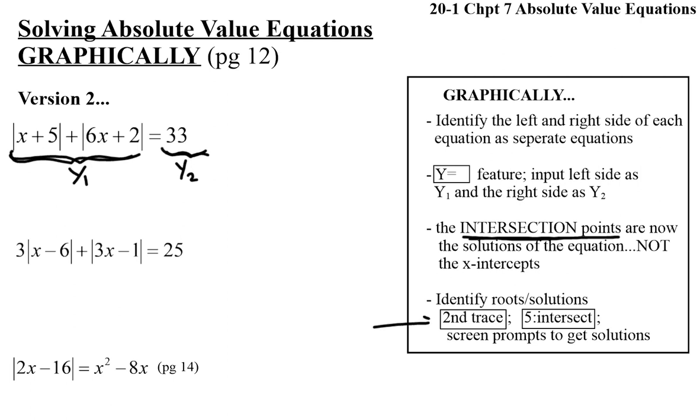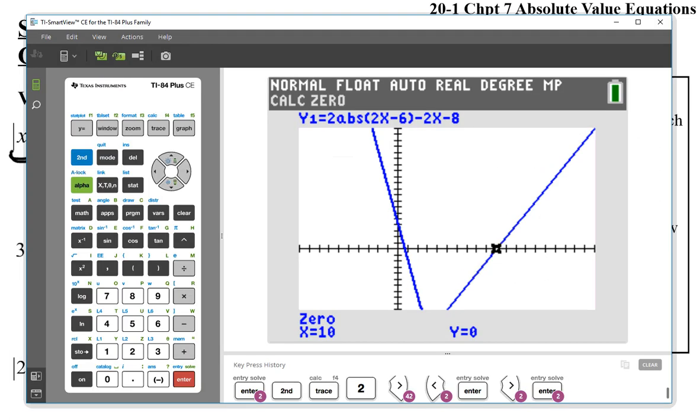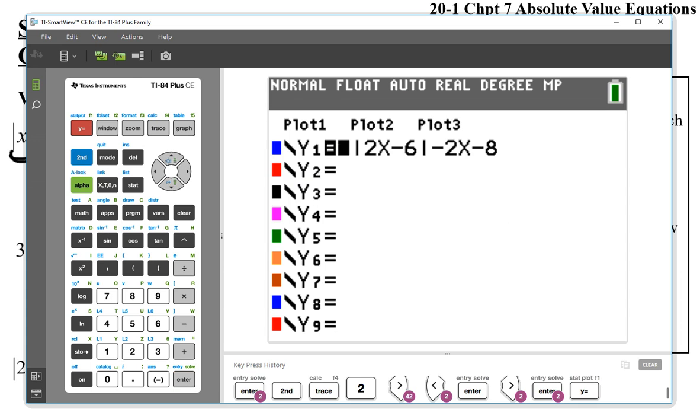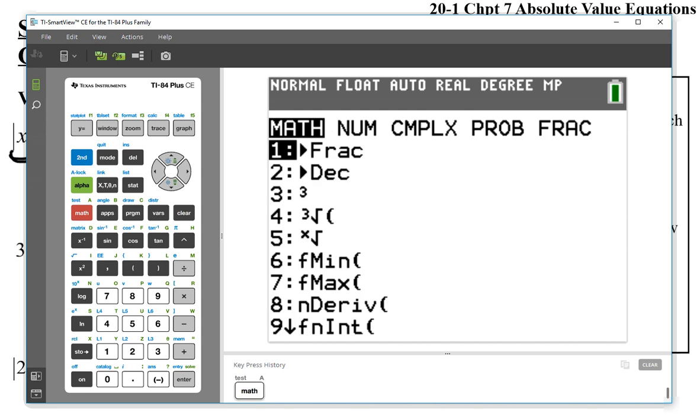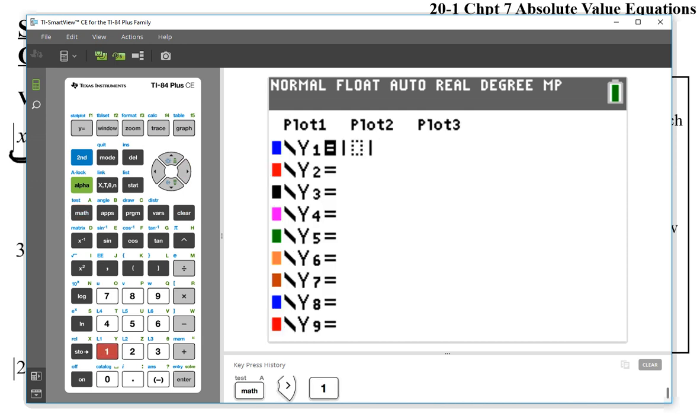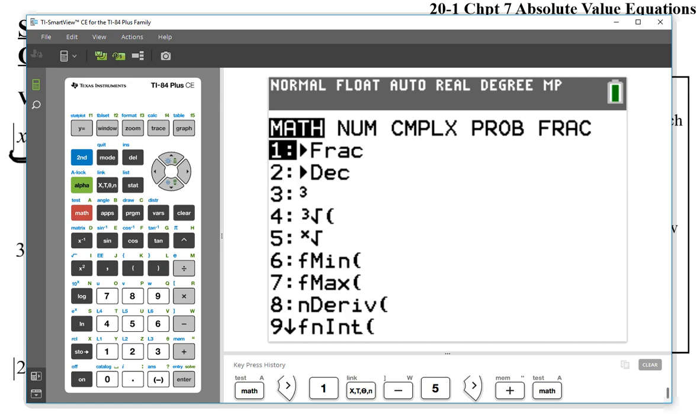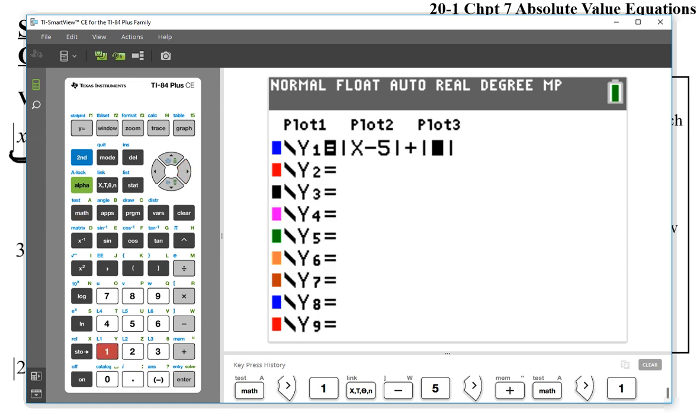Same idea, but now we're going to go second trace and choose the intersect points. Same basic idea. We don't have to manipulate to start with to get everything on one side, because the left side and the right side are what I'm putting in. So y equals, clear what we had for that first one. Here we go. We need the absolute value, and the first one is x minus 5. I need to leave that. And I want plus. I need a second absolute value, and the second one has 6x plus 2 in it.